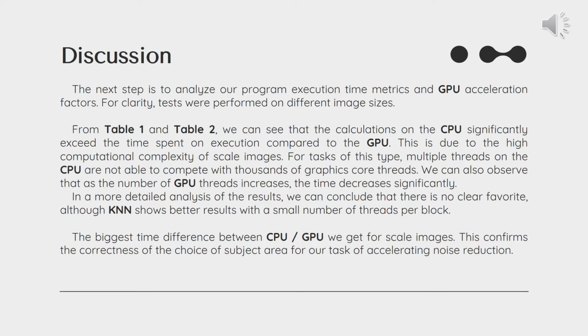In a more detailed analysis of the results, we can conclude that there is no clear favorite. Also, KNN shows better results with a small number of threads per block. The biggest time difference between CPU and GPU we get for large-scale images. This confirms the correctness of the choice of subject area of our task: accelerating noise reduction.